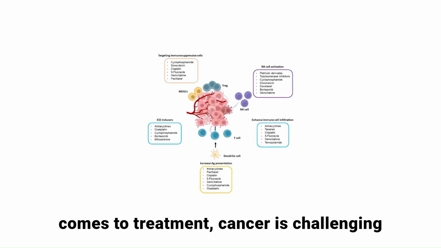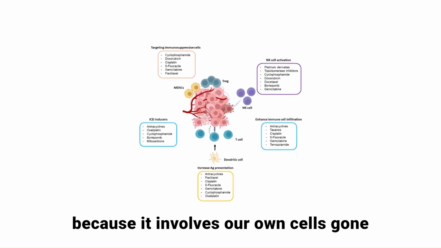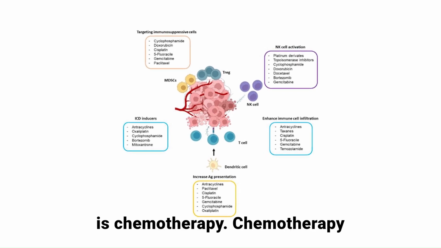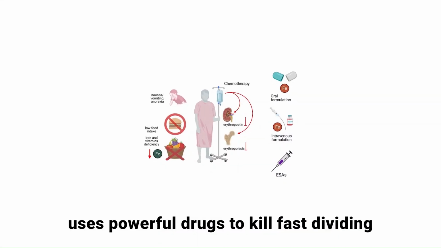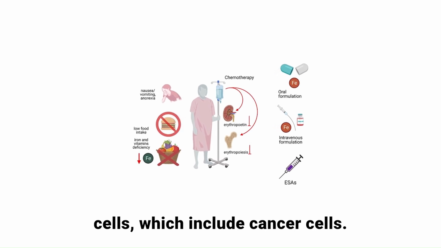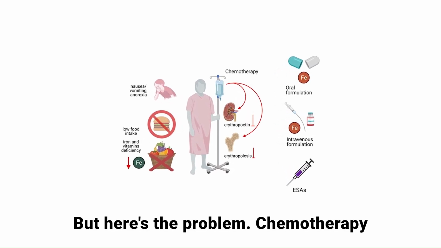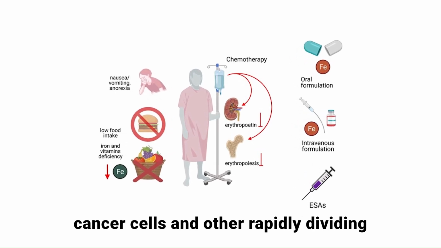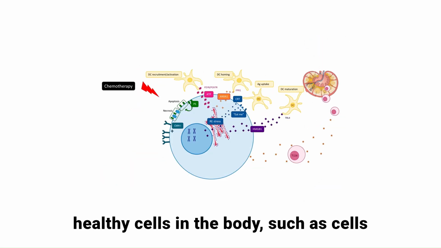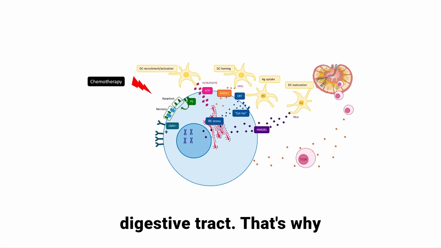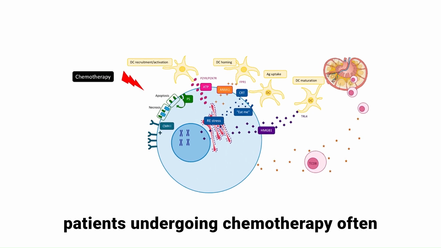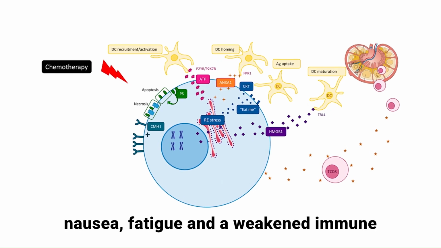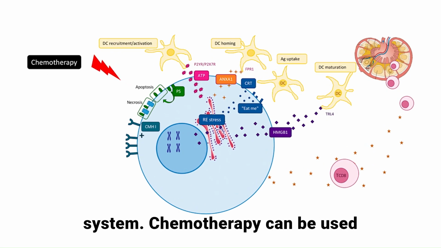When it comes to treatment, cancer is challenging because it involves our own cells gone rogue. One major treatment approach is chemotherapy. Chemotherapy uses powerful drugs to kill fast-dividing cells, which include cancer cells. But here's the problem. Chemotherapy cannot distinguish perfectly between cancer cells and other rapidly dividing healthy cells in the body, such as cells in the bone marrow, hair follicles, and digestive tract. That's why patients undergoing chemotherapy often experience side effects like hair loss, nausea, fatigue, and a weakened immune system.